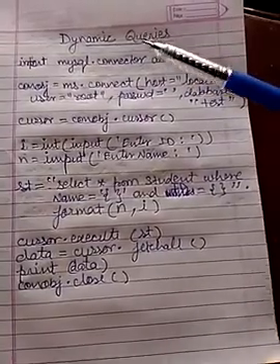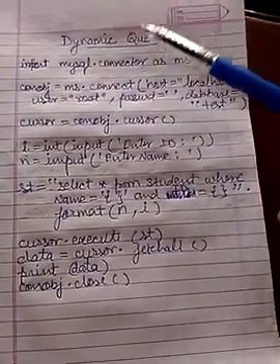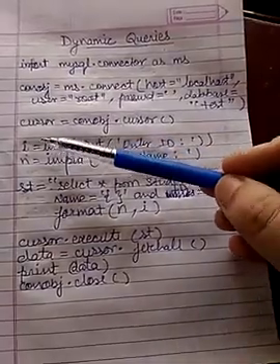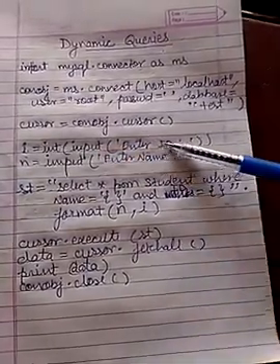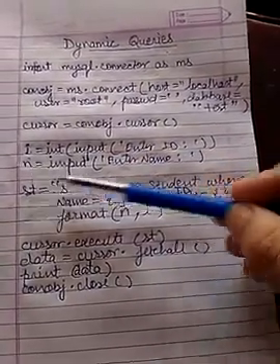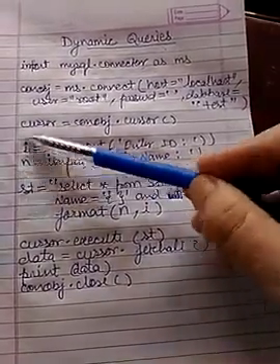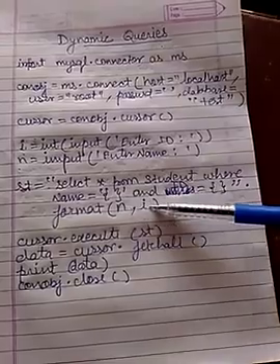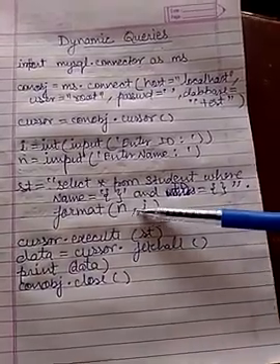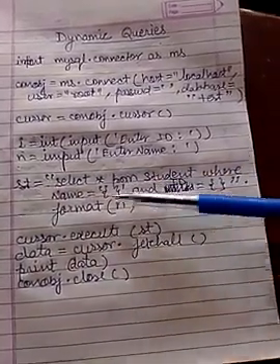So this is a dynamic query in which we are taking the ID and the name from the user, and the values entered by the user we have passed as parameters in this SQL query statement.